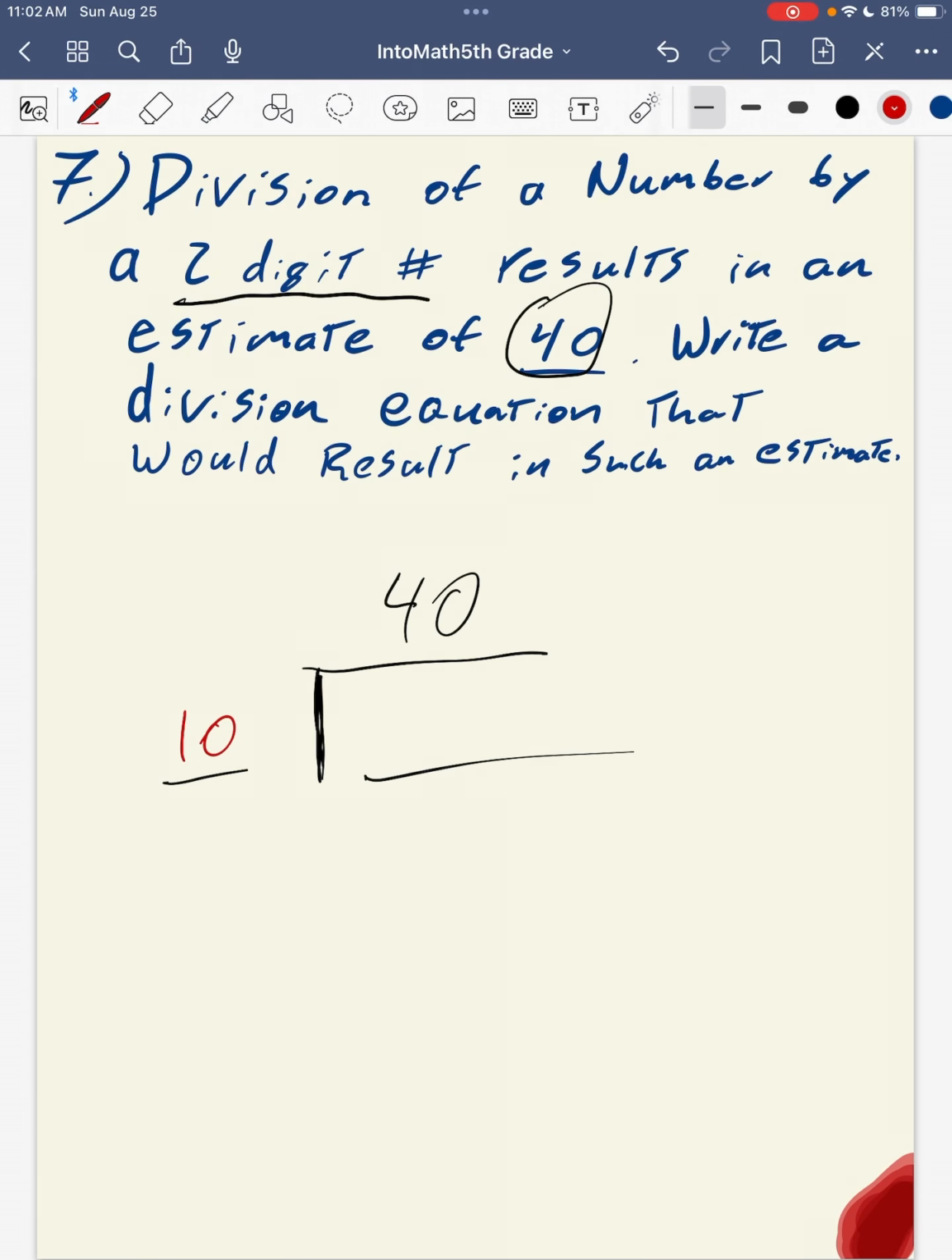That means that it could be 10, 11, 12, 13, 14, 15, 16, 17, all the way up till 99. I like 10 because that's the first number I said, but you can use any 2-digit number that you would like. If we have that 10 times 40, that we'd have about 400. So now I can write this out as a word problem.